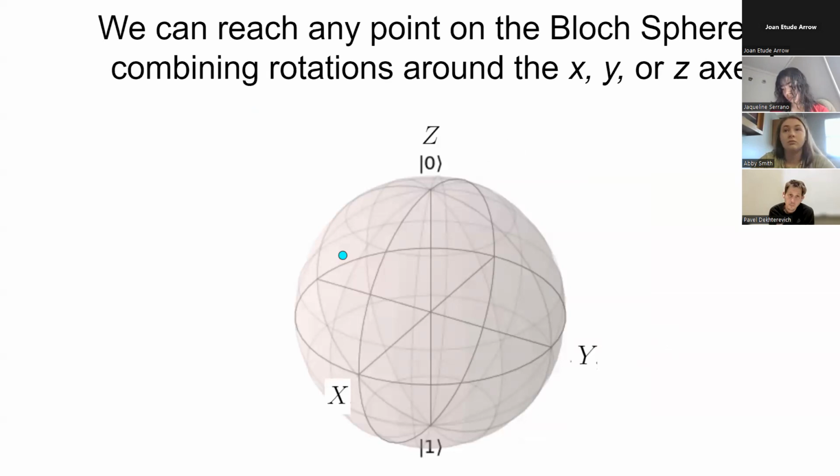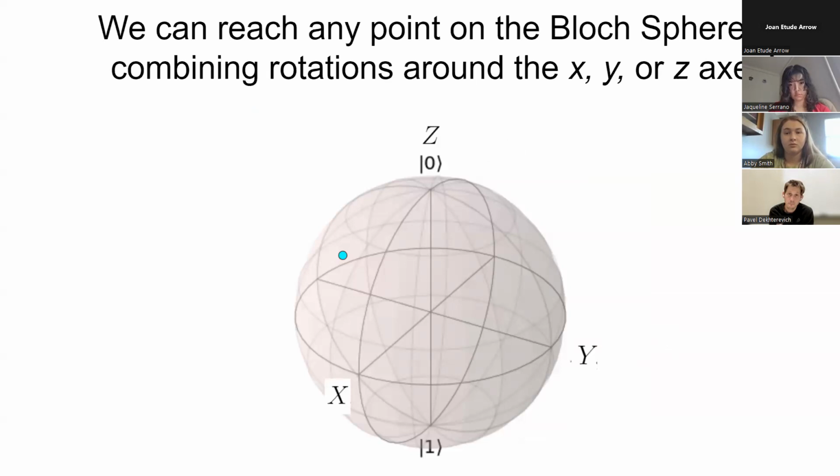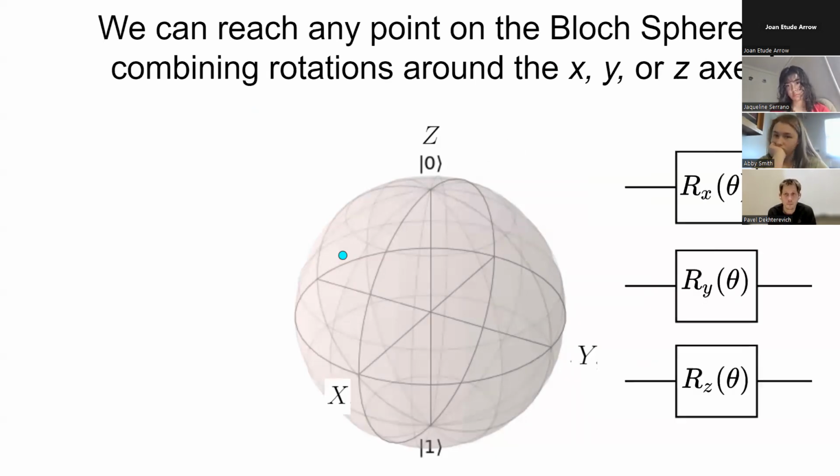So we're going to need new operations, not just operations that send us from the North to the South Pole, but in fact, we're going to define a set of new logic gates, which we'll call quantum gates, which can get you any point on the globe. And we're going to do that with rotation gates.